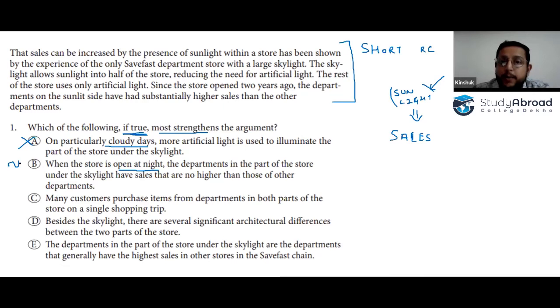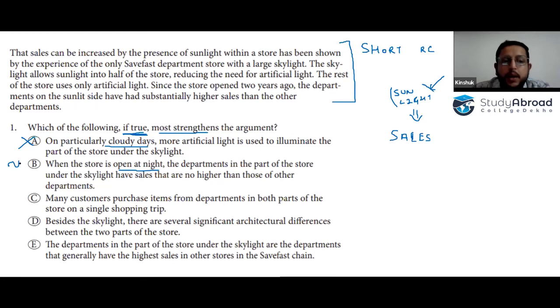Now see, the argument already tells us that sunlight is there when the sales are higher. So we cannot say that we don't know about the day part here. In the night time, they are showing a contradiction here. So we have to consider this. Hold on to this answer choice.